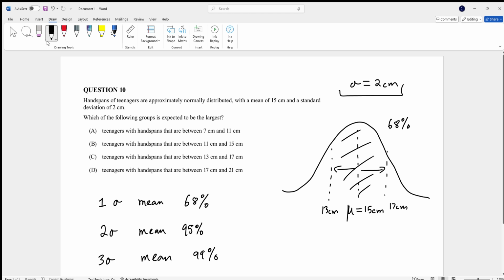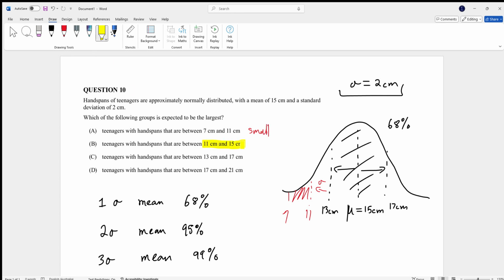So let's start with the first one, between 7 and 11. Well, 7 and 11 would be about here. If you went another standard deviation, that would take you to 11, and then you would have to go 2 more standard deviations this way. So if you're between 7 and 11, that would be around here. Now, that's a very small area there, very unlikely. So I'm just going to put small here because who knows, maybe the other ones are even smaller. Let's check out the next one.